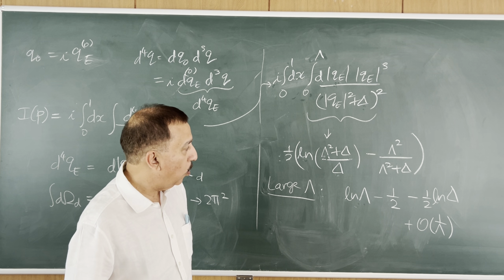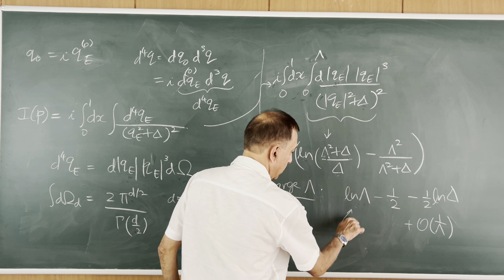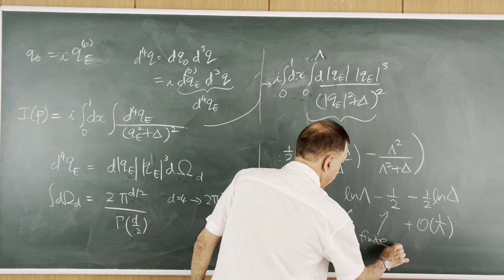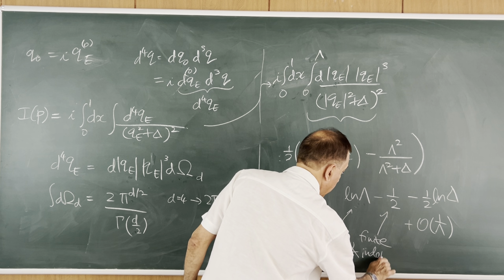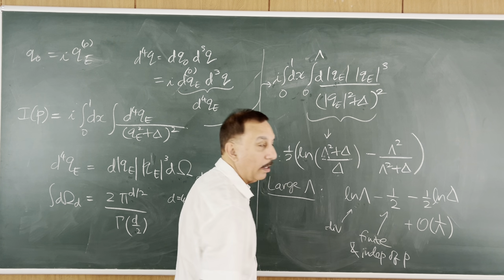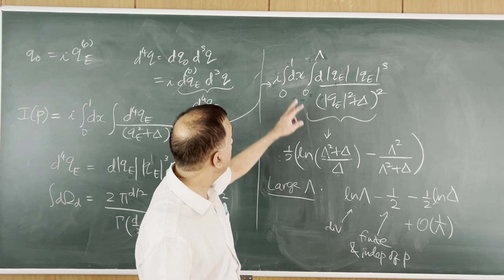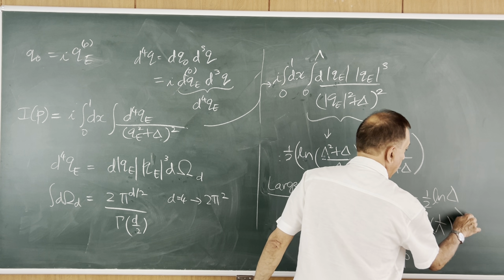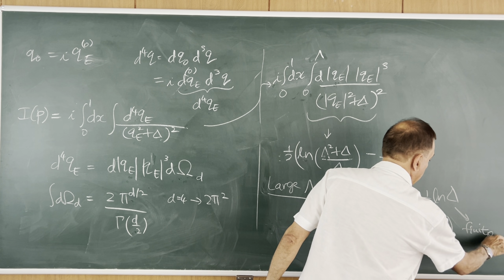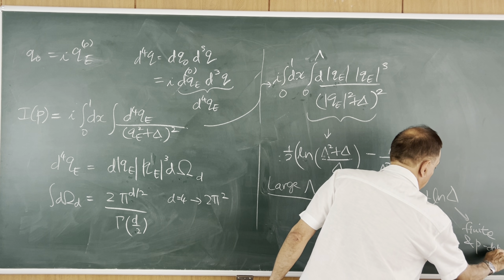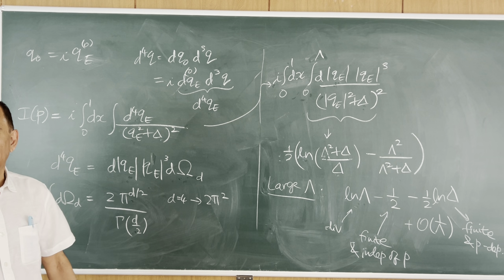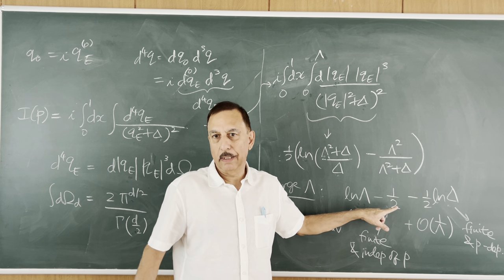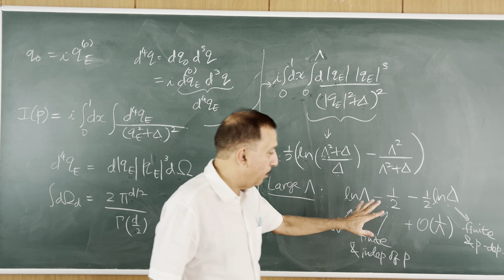Okay. So let's just note the behavior of these three terms. This is divergent. This is finite and independent of everything, independent of, in particular, p, the momentum that I was interested in. Okay, I'm trying to find an integral I of p, which is buried in delta. And this term is finite and p dependent. So there are three kinds of terms that I'm keeping: divergent, finite and p dependent, finite and p independent. All right. So let's just keep it there for now.